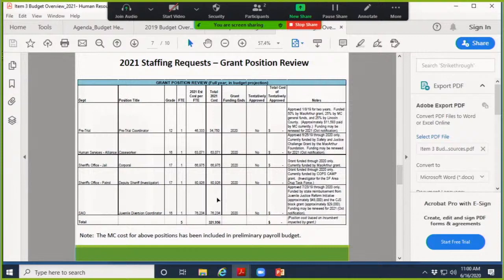The corporal position, I think as Michelle Boyd has mentioned, was something that was planned with the jail opening, with the expansion of all the services that are going to be offered at the jail. The MacArthur grant just allowed us to start it a little bit sooner, and that is why now the MacArthur grant has kind of evolved into something else, and we were ready to transition the corporal into the jail budget.